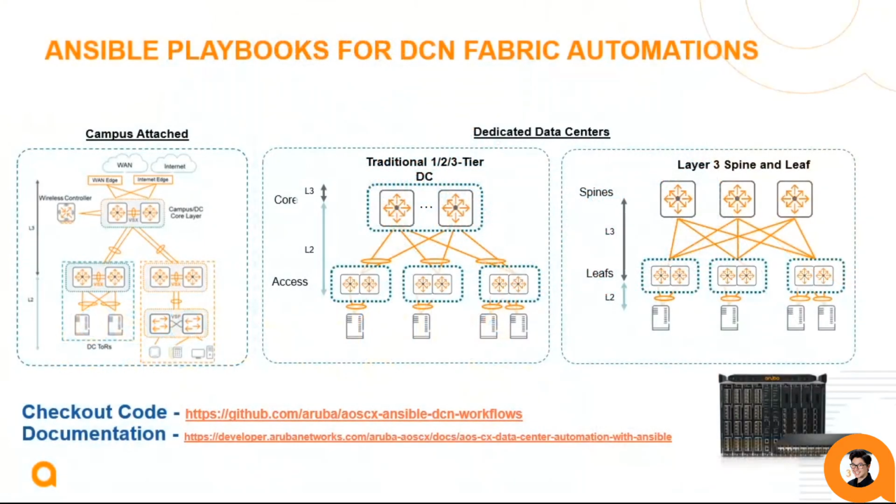These workflows utilize Ansible playbooks and inventories to configure devices to create entire data center fabrics based on three Aruba validated reference designs. The three architectures are campus attached data center top of rack, dedicated data center two-tier, and dedicated data center layer three spine leaf topology. Look out for the next videos in this series where I go through each architecture, its requirements, and how to use this project to deploy that fabric.